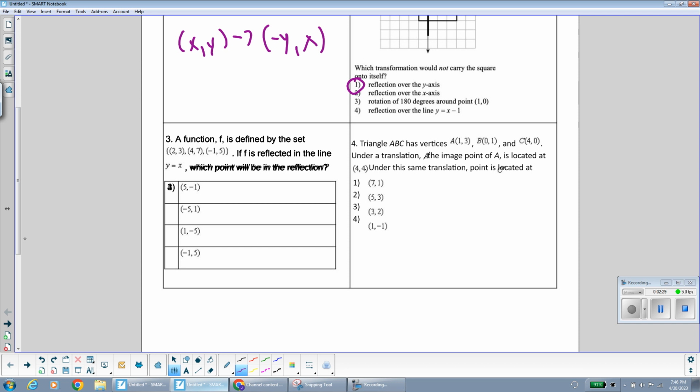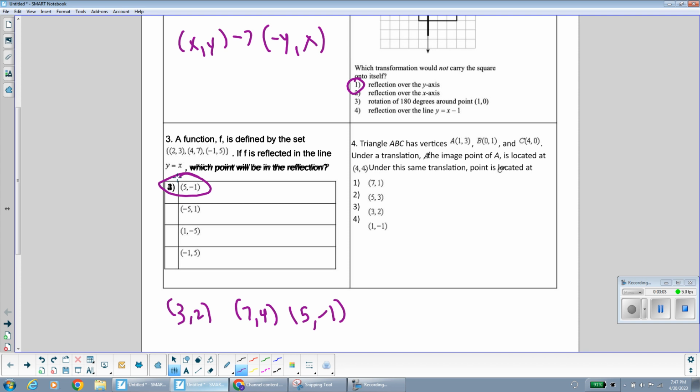Okay. Sorry that the formatting here got all messed up when I downloaded it onto my computer. But we're reflecting over the line y equals x. And for the line y equals x, the rule just makes things easier. The rule for reflecting over this line is that you just switch the order of the coordinates. So the point (2, 3) would become (3, 2), the point (4, 7) would become (7, 4), and (-1, 5) would become (5, -1). So the only one that is an answer choice is (5, -1), and that is choice number 1.